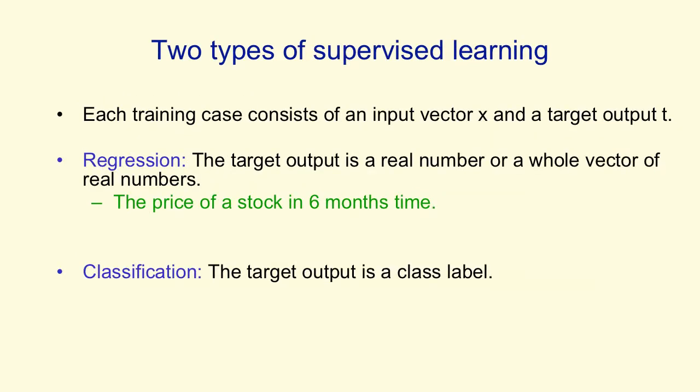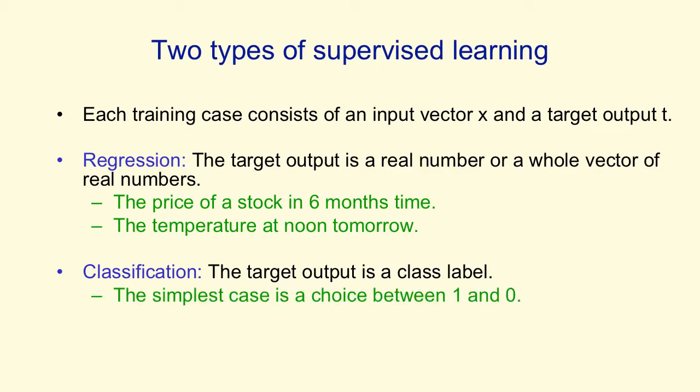Supervised learning itself comes in two different flavors. In regression, the target output is a real number or a whole vector of real numbers, such as the price of a stock in 6 months' time or the temperature at noon tomorrow. And the aim is to get as close as you can to the correct real number. In classification, the target output is a class label. The simplest case is a choice between 1 and 0, between positive and negative cases, but obviously we can have multiple alternative labels, as when we're classifying handwritten digits.